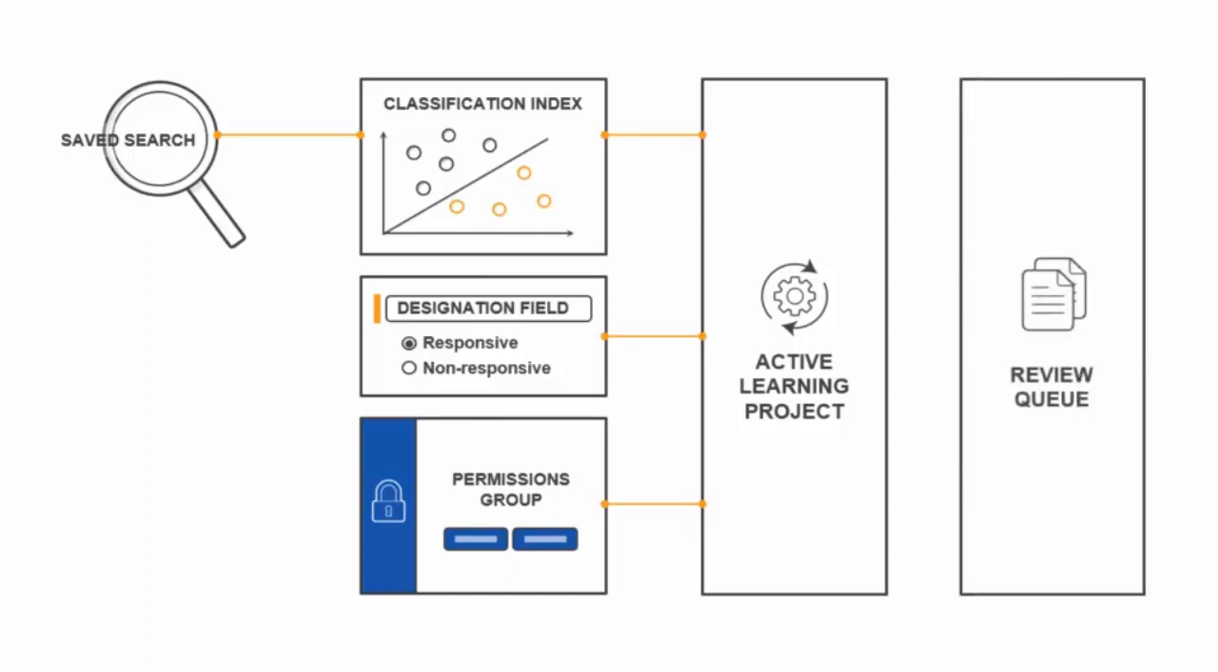So the active learning project then creates those review queues, and there are a few different review queues. There's a prioritized queue, which we'll talk a lot about. There's a queue associated with the elusion test that we'll talk about, and there's a queue associated with the coverage review, which we'll talk about as well.